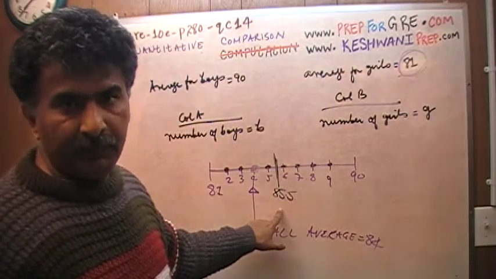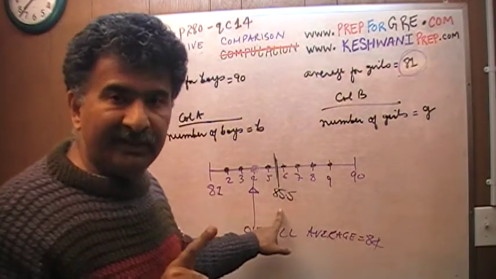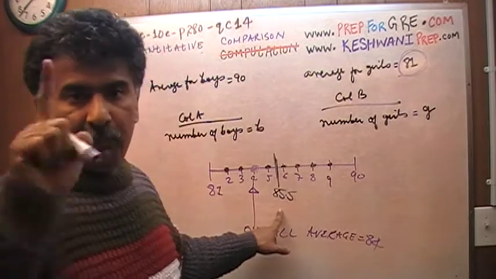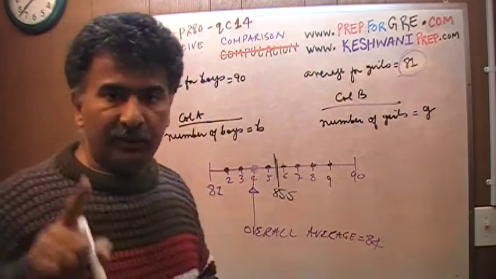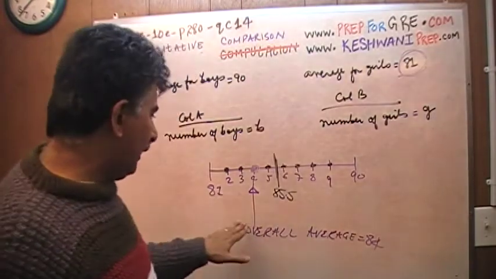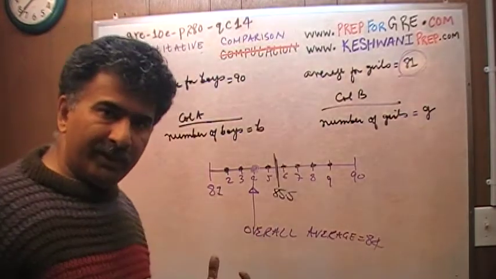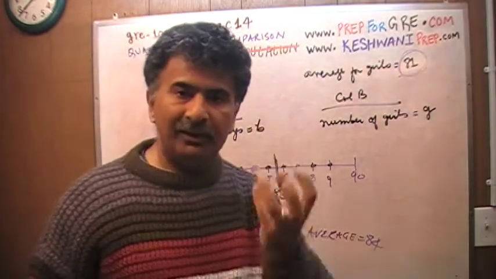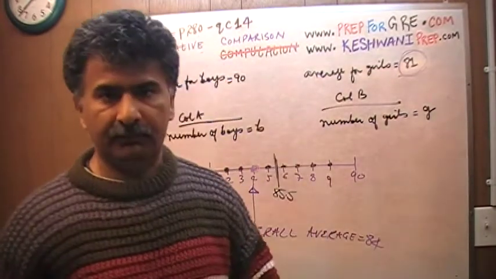If there were the same number of boys as there are girls, all the boys scoring 90 and all the girls scoring 81, the overall average would have been 85.5. Since our overall average is towards the lower end, there are more girls in the class who are pulling the average down. And that's all, we're done.